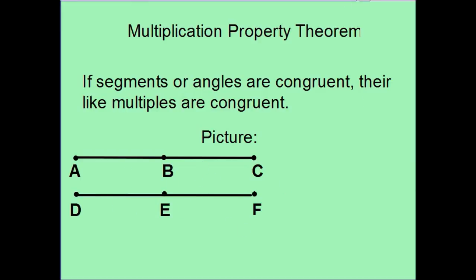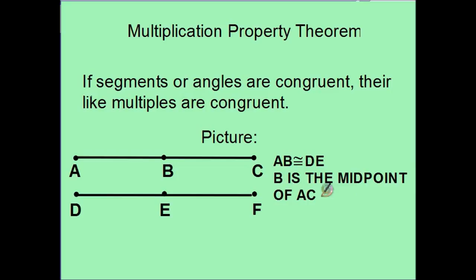Now, let's say, here's what I know about them. Let's say I know that the big long segments are congruent: AB is congruent to DE. Let's say I also know that B is going to be the midpoint of AC, and I also know that E is going to end up being the midpoint of DF. So let's put those tick marks in here. Here we go.